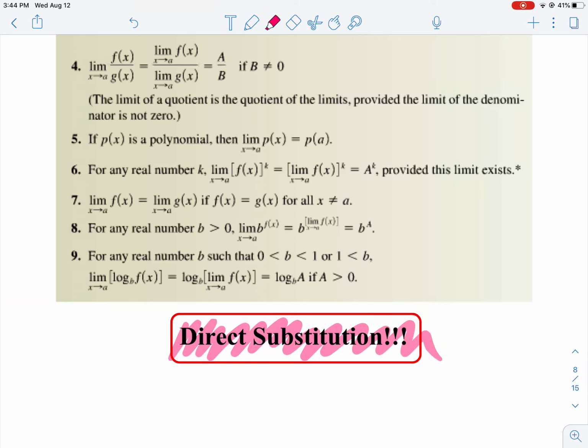All right, in this video, I want you to focus on our limit rule number 5. Our limit rule number 5 says that if we have a polynomial, what we should be able to do when we apply the limit is simply take the limit as x approaches a certain value, a, of our polynomial, p of x, and we can evaluate it by taking whatever that number is and substituting it in for x. Really, we're just doing direct substitution. We're just plugging that value in.